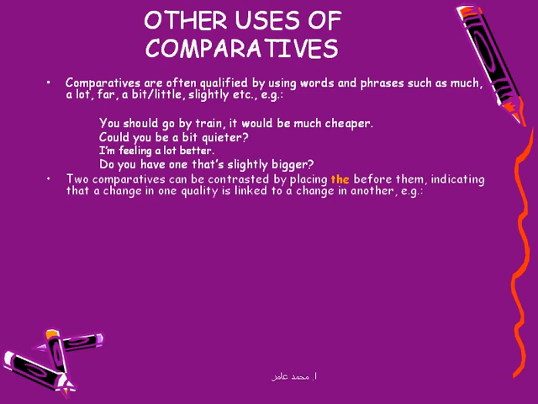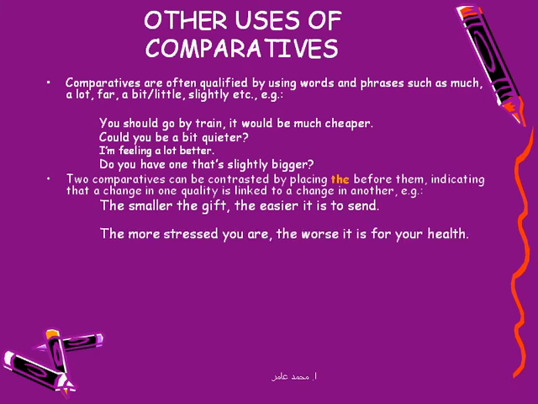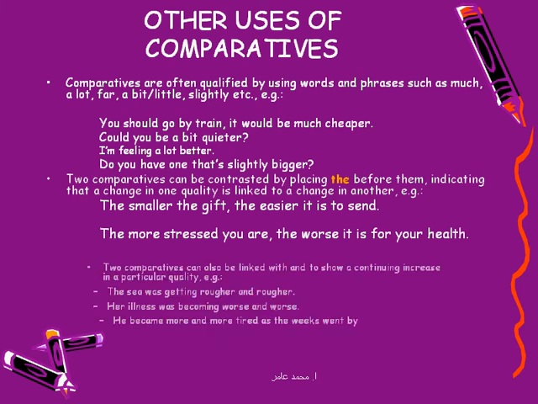Two comparatives can be contrasted by placing the before them, indicating that a change in one quality is linked to a change in another. For example, the smaller the gift, the easier it is to send. The more stressed you are, the worse it is for your health.